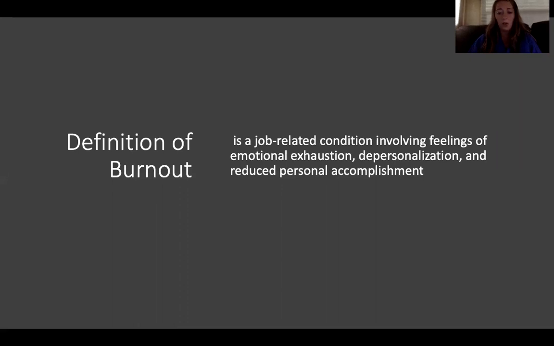After reviewing an article from the American Journal of Occupational Therapy, I have included a definition of burnout that I personally think fits the mold of what burnout might look like as an occupational therapist. So, from this journal article, I included: burnout is a job-related condition involving feelings of emotional exhaustion, depersonalization, and reduced personal accomplishment.